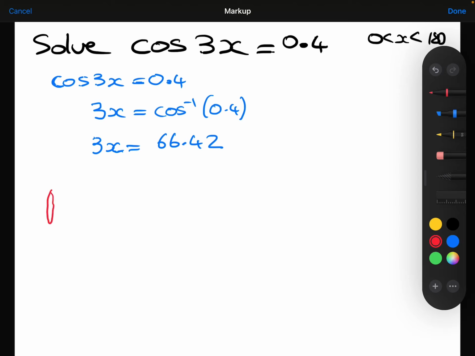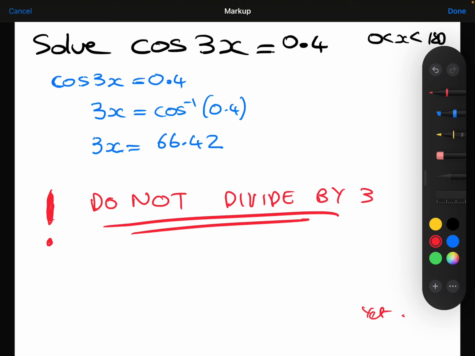Big exclamation mark here. Do not divide by 3 yet. I know it is very tempting to see 3x equals 66 and think, okay, right, let's just divide by 3. That's easy. I know how to do that. But do not do that.